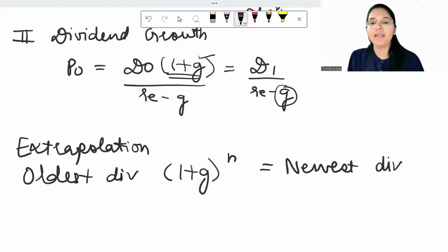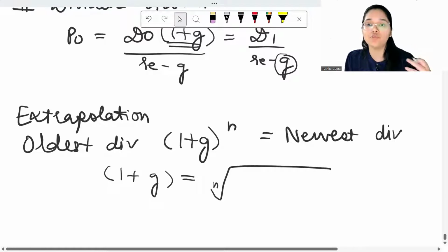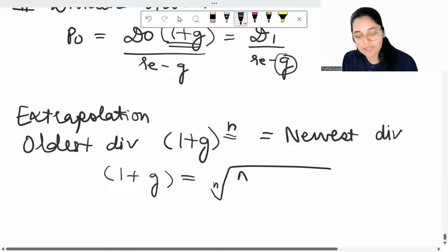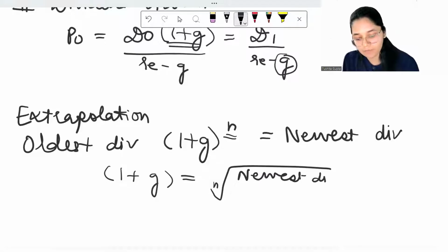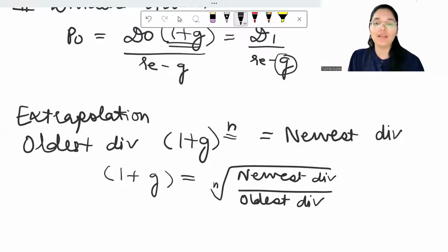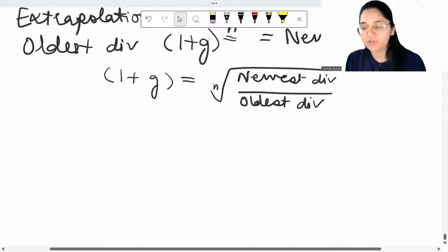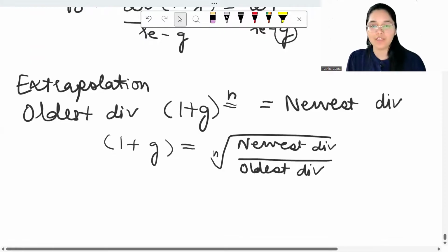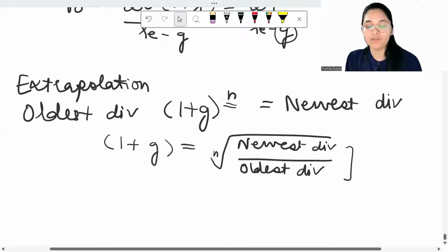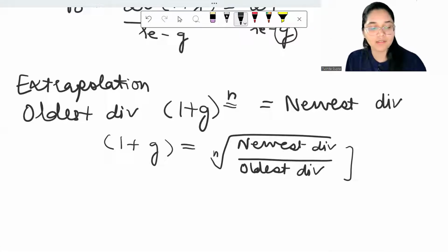Now to simplify it, just to calculate G, 1 plus G equals the root, and the root will be raised to the power of n. So which root will it be? That n determines it: newest dividend in your numerator, oldest dividend in your denominator, and this gives you 1 plus G. So how do you work out G? This entire thing, and then you subtract 1, so you work out G. This is how the growth rate can be estimated if you're using the extrapolation method in a scenario where you are given the dividend information for multiple number of years. So then you can use the extrapolation method. This is the first method.